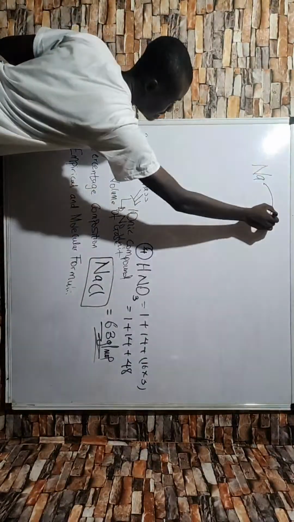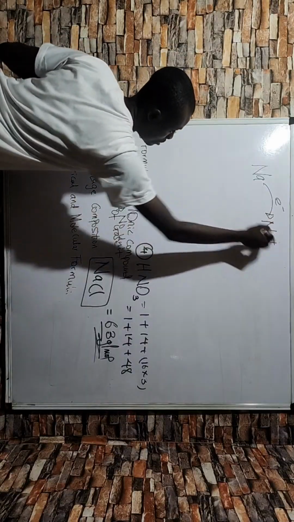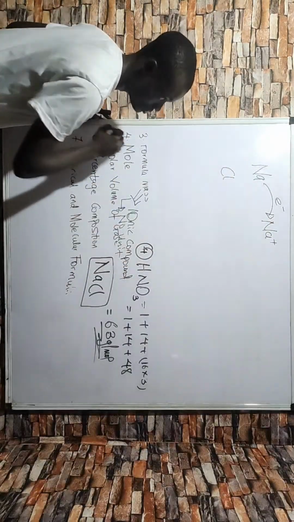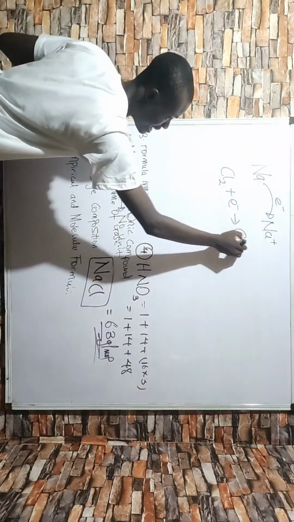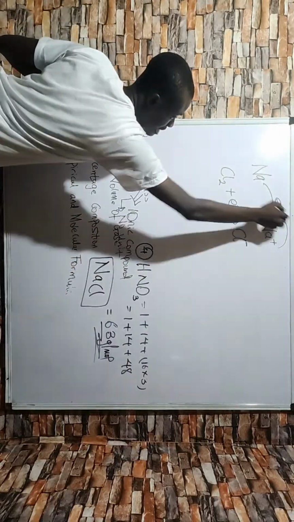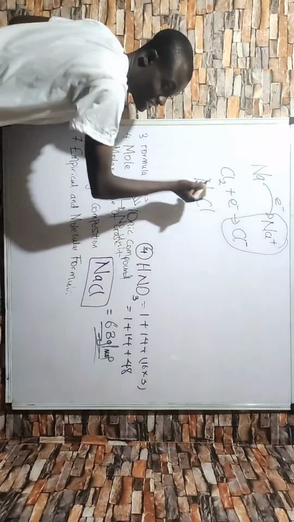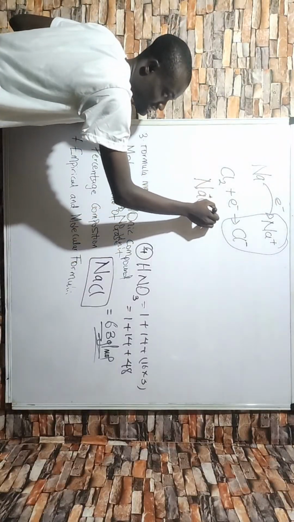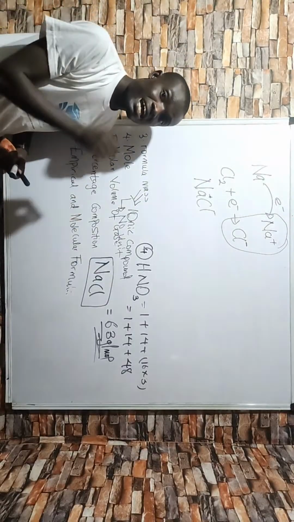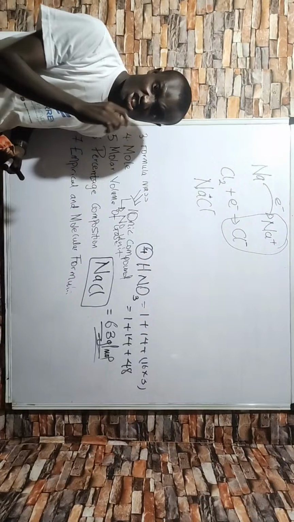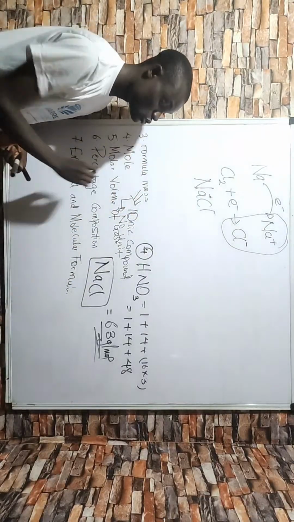When sodium loses an electron, it becomes Na+. Then chlorine, normal chlorine gas, when it gains an electron, it becomes the chloride ion, Cl-. When these two come together, they form what we call NaCl. So there's a plus here and a minus here. Another simple way to know it: when we say ionic, ions are atoms that are charged, so you are going to see charges. Those kinds of compounds are what we call ionic compounds.